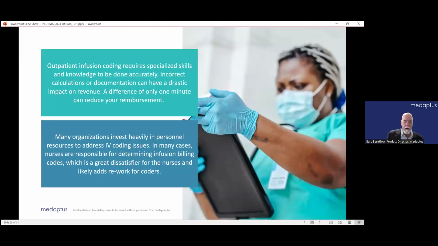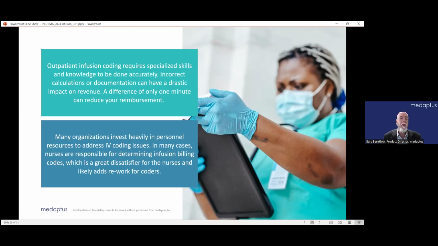So in summary, outpatient infusion coding requires specialized coding skills. It's one of the most complex coding scenarios that exists. And having your nurses perform it, and having to throw coding resources at it because it's so complex, is not an efficient way to do it. Obviously incorrect calculations or documentation will drastically impact your revenue. And keep in mind that a difference of only 1 minute in your duration calculation is going to change your reimbursement.